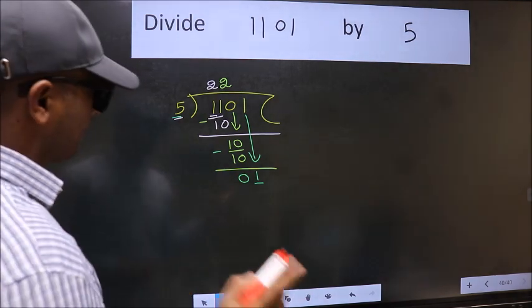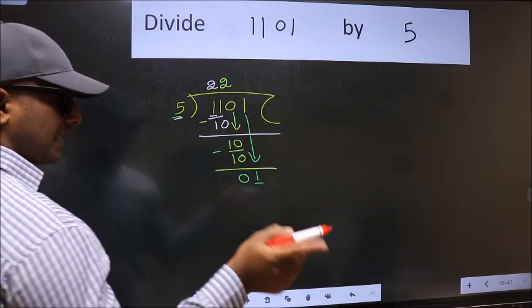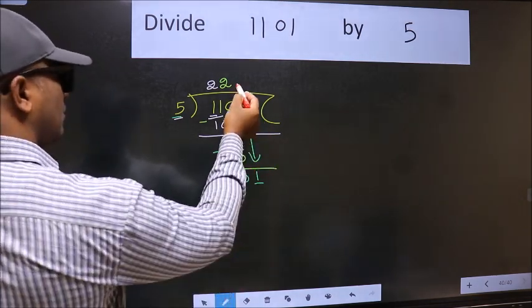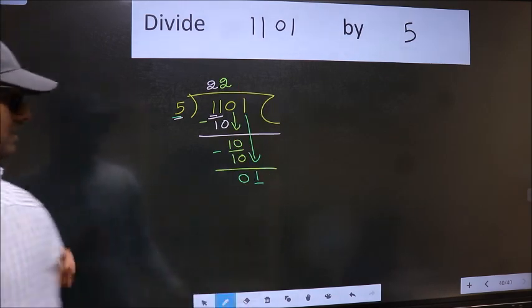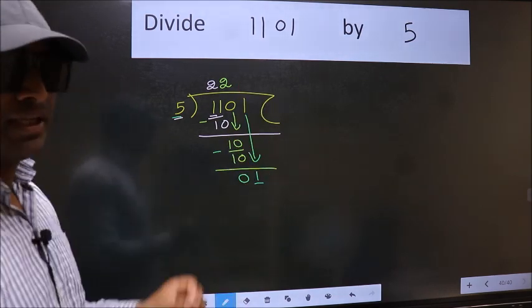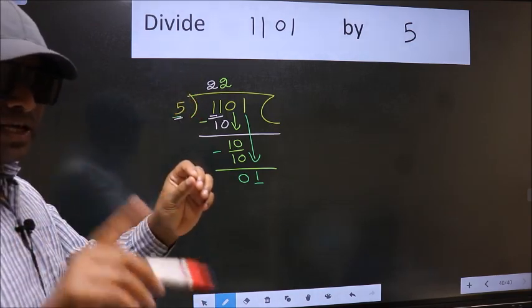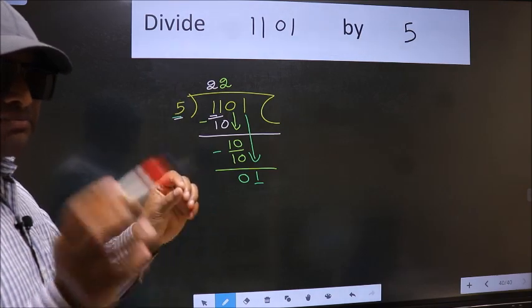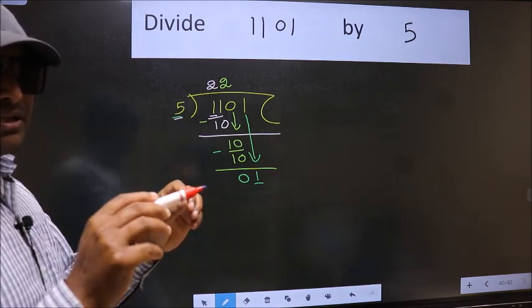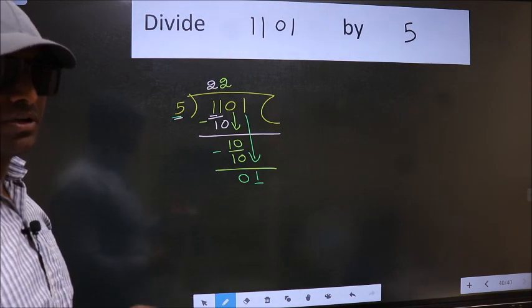Because just now you brought this number down. And in the same step, you want to put dot, take 0. Which is wrong. I repeat, bring down the number and also put dot, take 0. Both at the same step, you should not do.